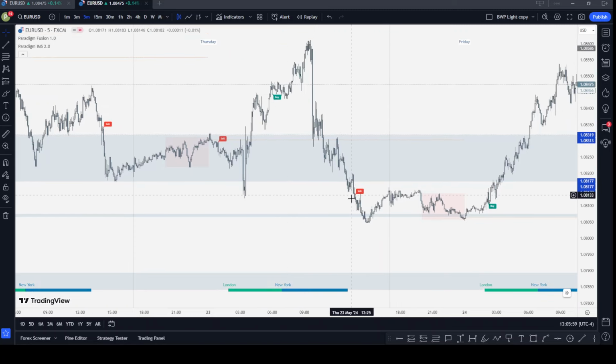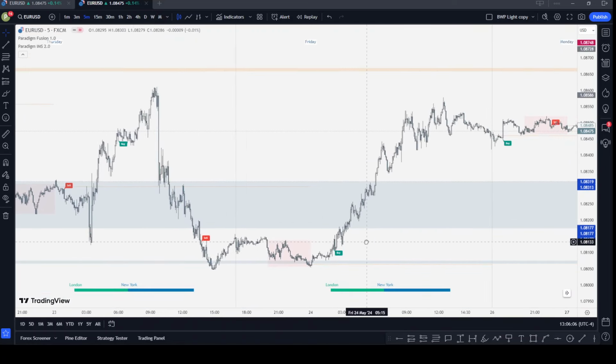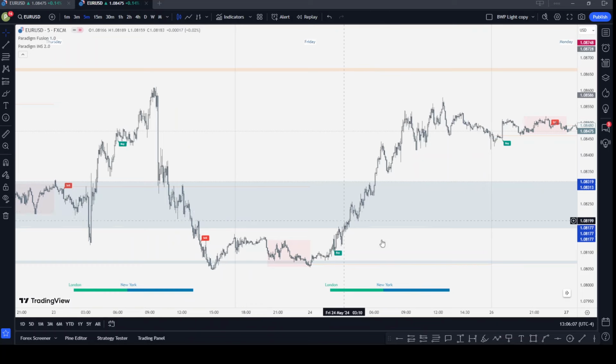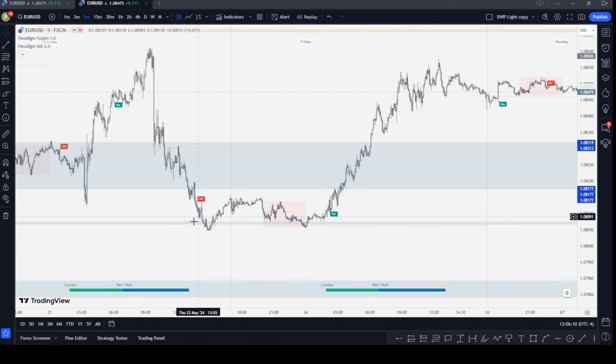Okay, so we had a sell here. Obviously this is not going to be a valid sell, right? And we had a buy here. This is the second new week opening gap. We mentioned that is more high probability. Price has filled the low, so here we had a buy.